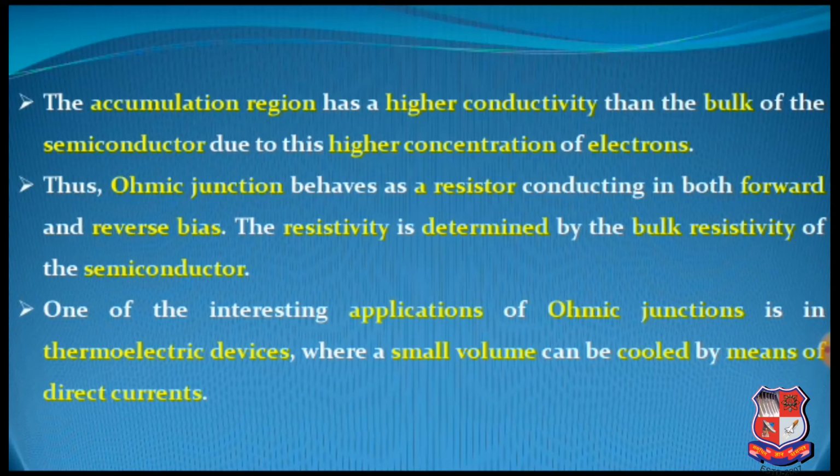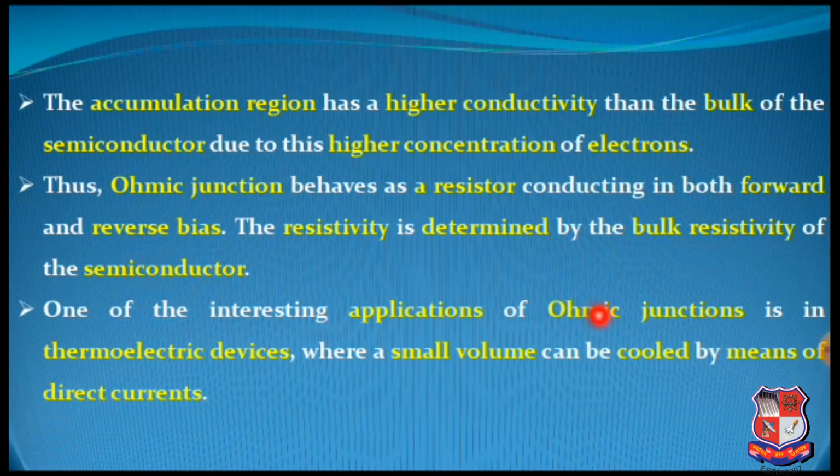The accumulation region has a higher conductivity than the bulk of the semiconductor due to this higher concentration of electrons. Thus, the ohmic junction behaves as a resistor, conducting in both forward and reverse bias, similar to the Schottky junction. The resistivity is determined by the bulk resistivity of the semiconductor.